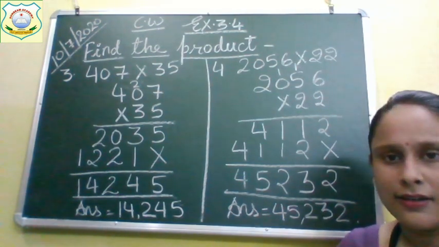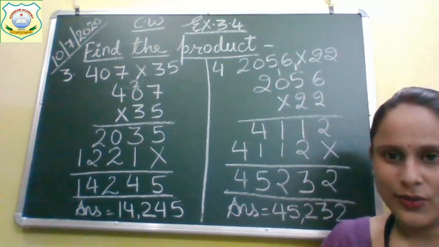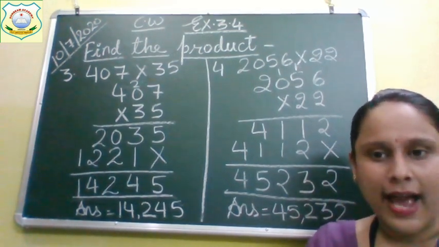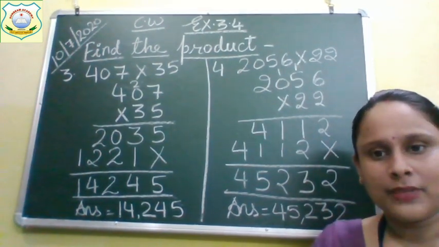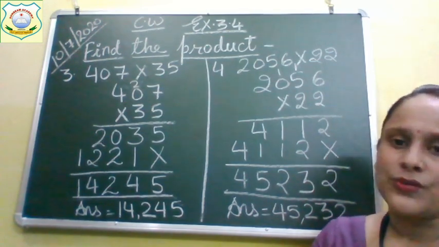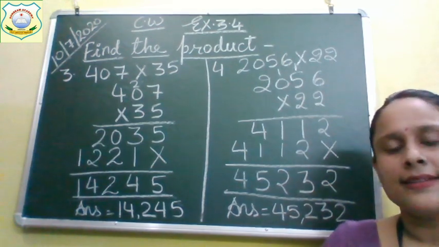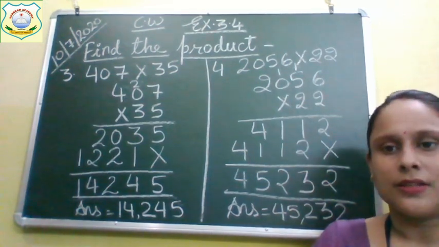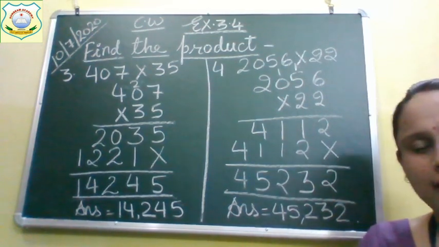We say product to the answer of multiplication. When you add, you will get some answer. That is called sum. And when we subtract, we get some answer. That is called difference. And when we multiply, we get the answer. That is known as product. So don't get confused.